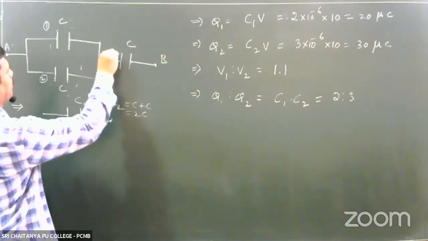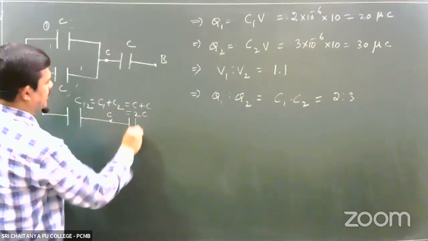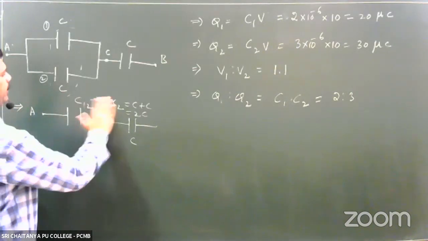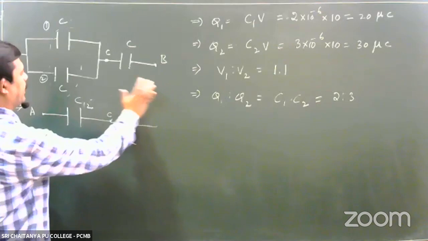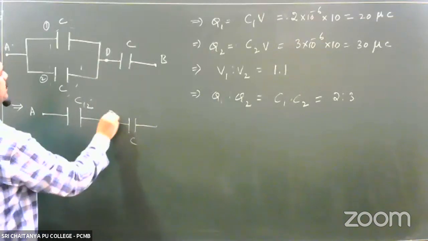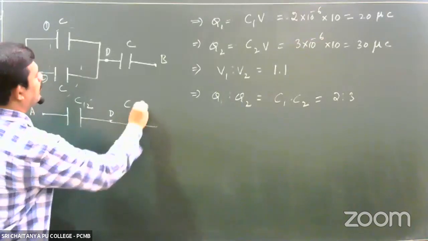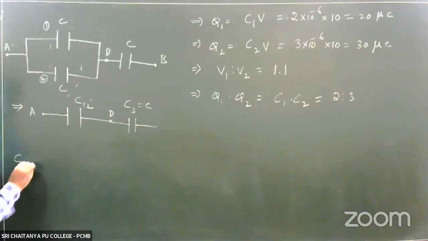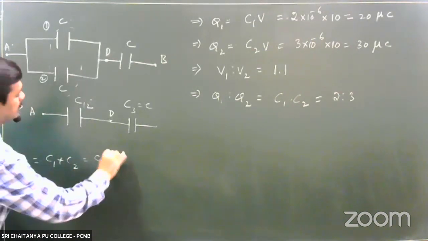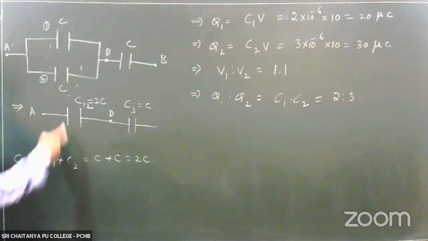Or if you want, you can take another point here, A, C. Between C and B, another capacitor C is there. Let us take D, this point, because C stands for capacity. I call this as C3. So first I find C12. How the combination is? Parallel. So C1 plus C2, C plus C, 2C. So C12 is equal to 2C. I got. Now for this.